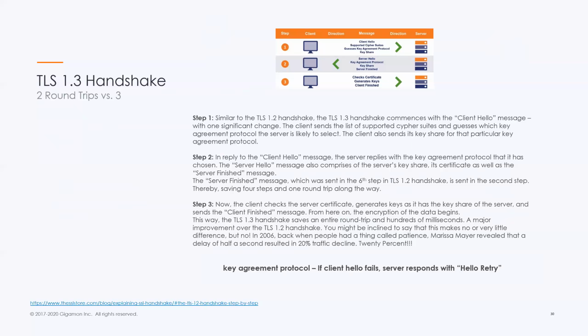Step 1, similar to the TLS 1.2 handshake, there's a client hello that the client sends to the server. It includes in that the cipher suites. It makes an educated guess about the key agreement and the key share. The server responds with a key agreement protocol, key share. Server says I'm done. The client then checks the certificates, generates the keys, and the client's done. That's it. That's TLS 1.3.